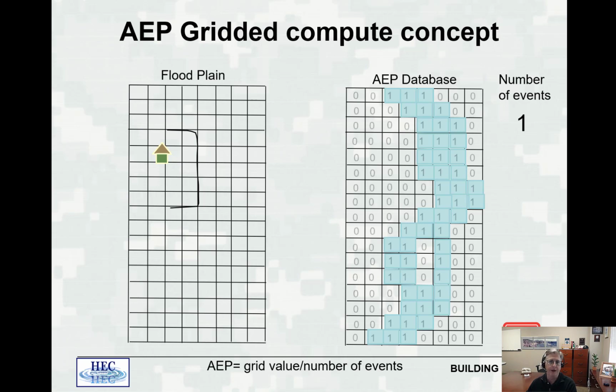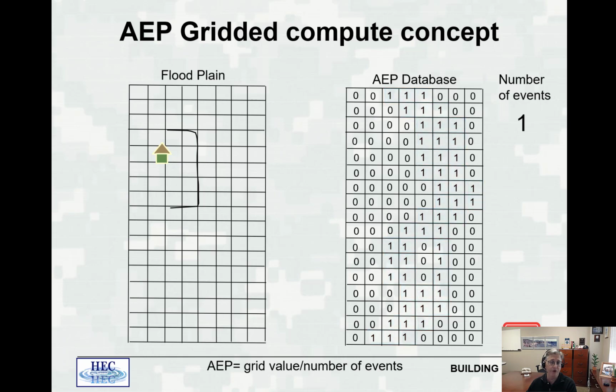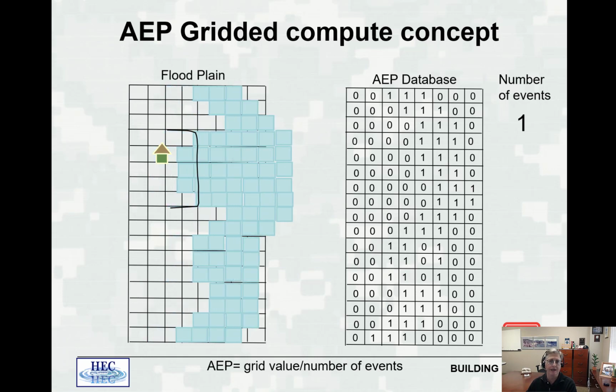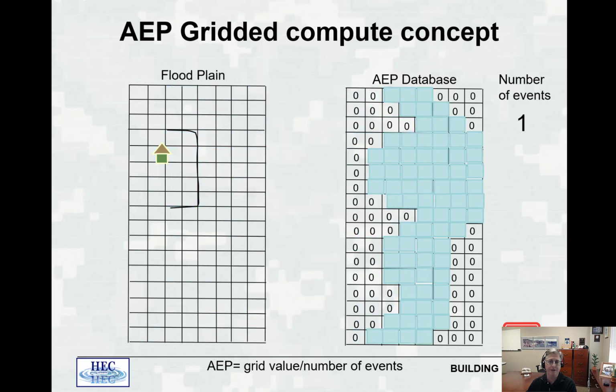Not too difficult. And so the next flood event comes up, flood event number 2. Does your house get wet? Yes, it does. In this case, your house gets wet, and so now your annual exceedance probability is 1 out of 2, or 50%. Okay, so obviously we haven't run that many events yet.